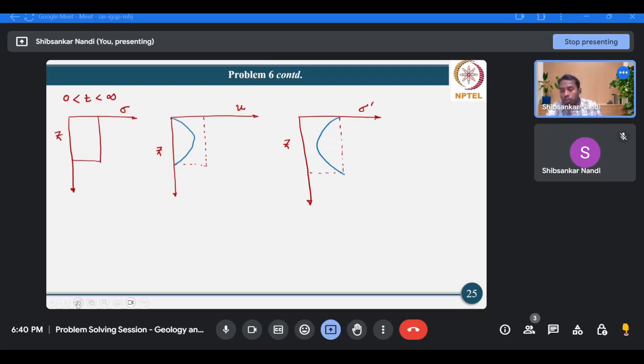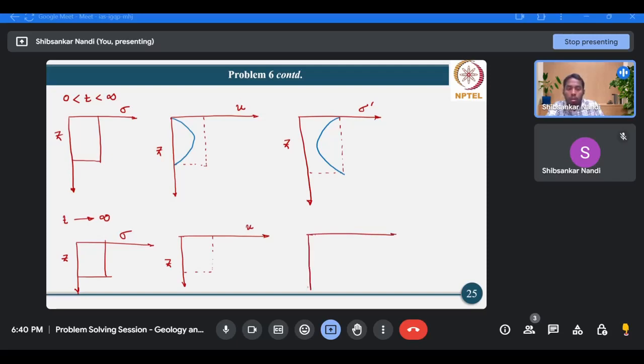Now t tends to infinity. With due course of time, what will happen? All the total stresses remain constant, so it will not change. However, the pore pressure now becomes zero. So all the excess pore water pressure has dissipated, okay, at infinite time. Therefore, now all the total stress is converted to effective stress, or transferred to effective stress.